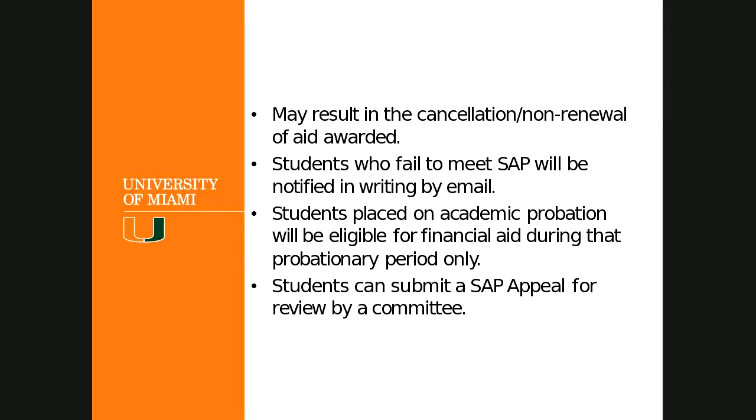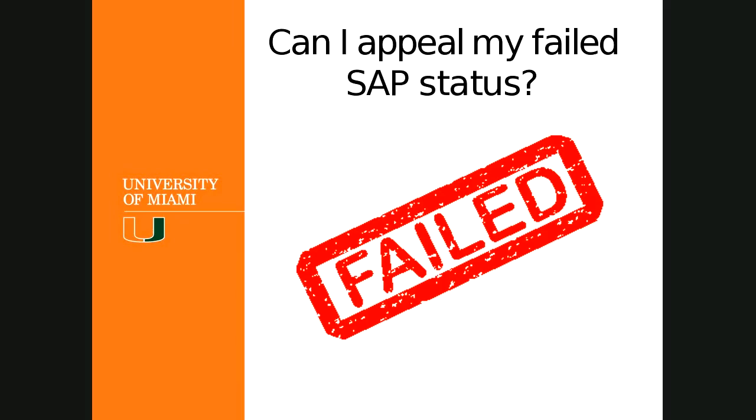Students placed on academic probation will be eligible for aid during that probation period only. So if you are on academic probation, it doesn't put you out of the game, but you need to step it up and improve your grades and whatnot. Students can submit an appeal for review by a committee. There is an appeals process depending on when we evaluate your aid, and we'll talk about that in the next grouping. So can I appeal my failed status?